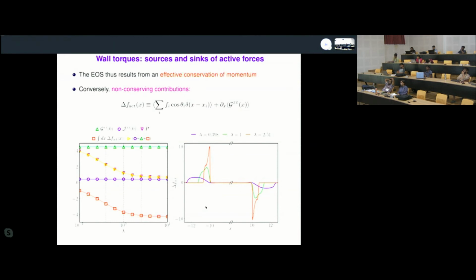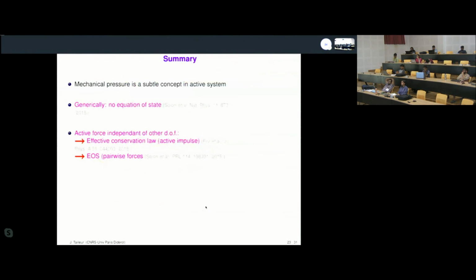These are constants. In red, you have the momentum source, which is due to the torques and which depends on the confining potential. You find that this dependency on the potential completely accounts for the dependency of the total pressure on the stiffness of the potential. Now, I conclude this more technical part. I hope that you're not all dead.